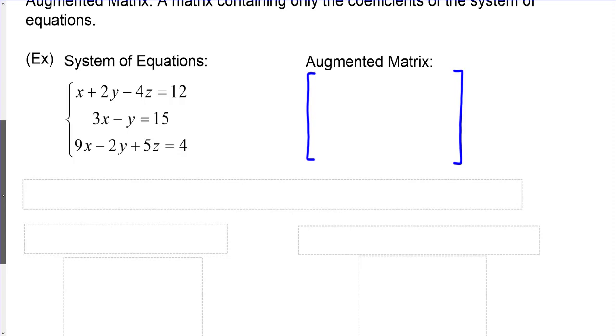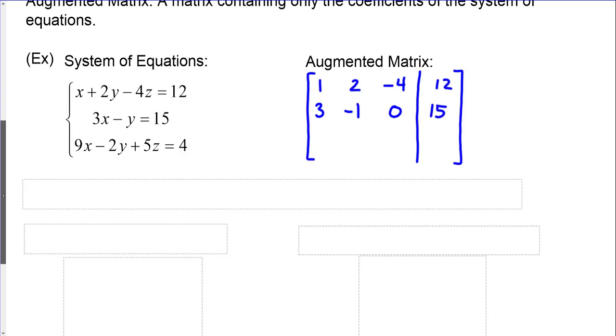So each row represents the coefficients of an equation. So the top row of this matrix would be 1, 2, -4, and 12. Generally, we represent the equal sign in an augmented matrix with an elongated bar. For the second equation, I have 3x minus y equals 15. So the coefficient on the x is 3, on the y is -1. There is no z variable, so its coefficient is 0, and the constant is 15.